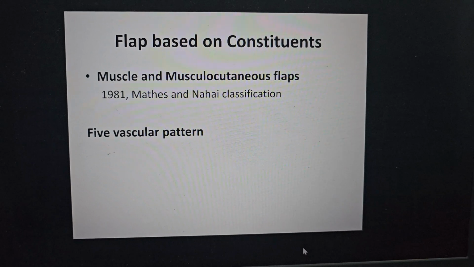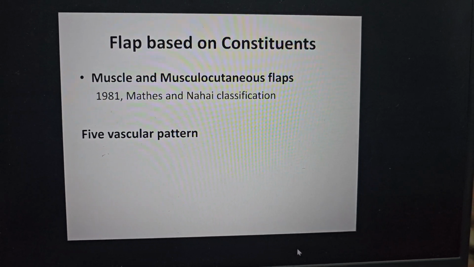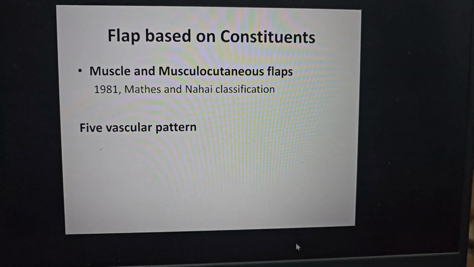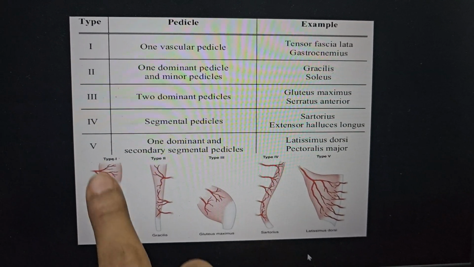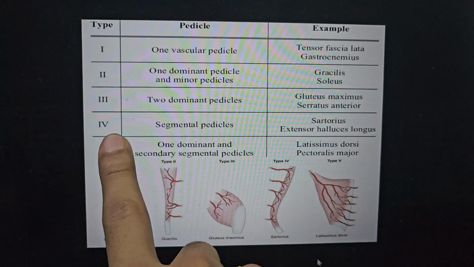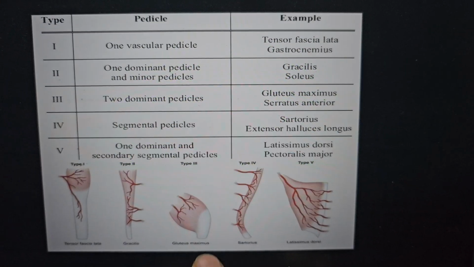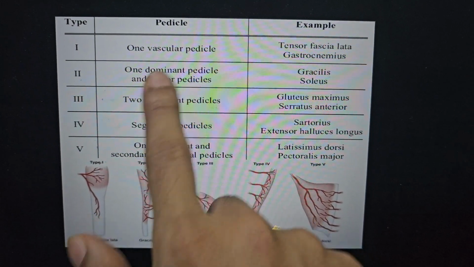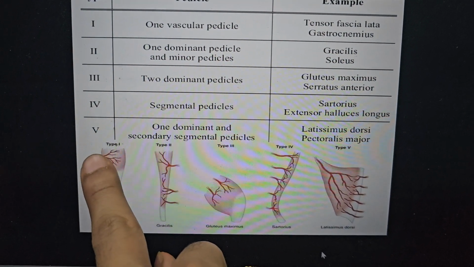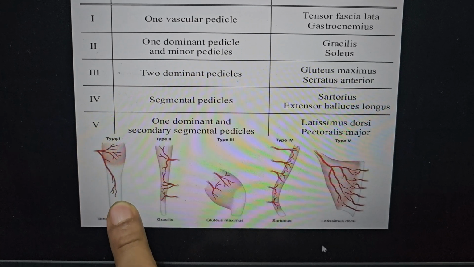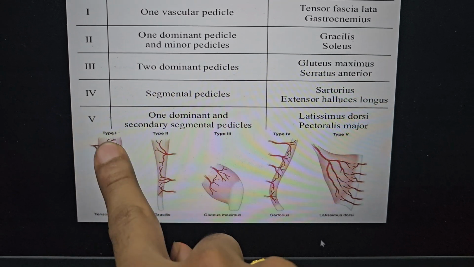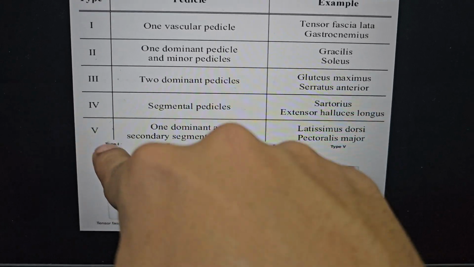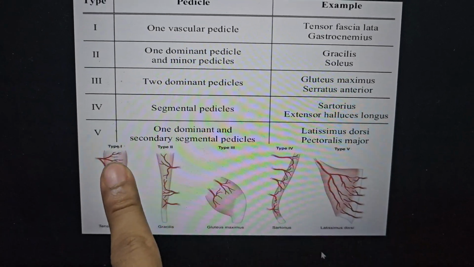So they are classified into 5 different groups, that is type 1, 2, 3, 4 and 5. So here type 1 are the muscles which have only one vascular pedicle. The whole muscle is supplied by one vascular pedicle. So if we want to use the muscle as a flap, we have to raise it on this pedicle only.